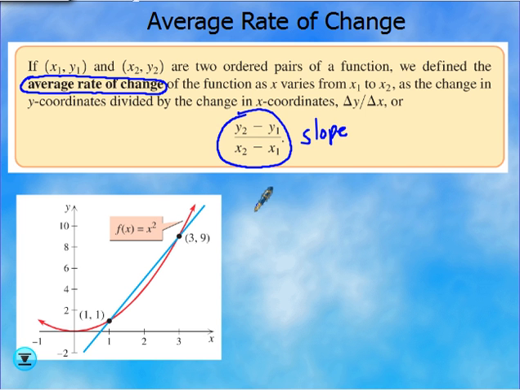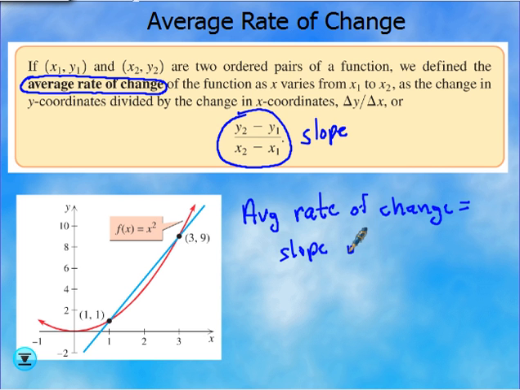So if you want to remember it like this, an average rate of change is simply equal to the slope of a secant line. A secant line is a line that passes through a graph at 2 different points.